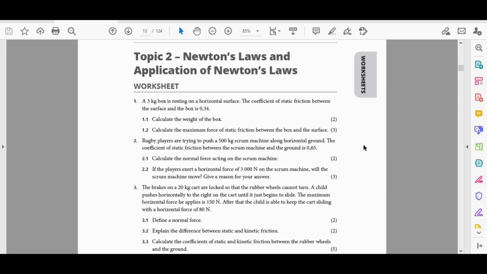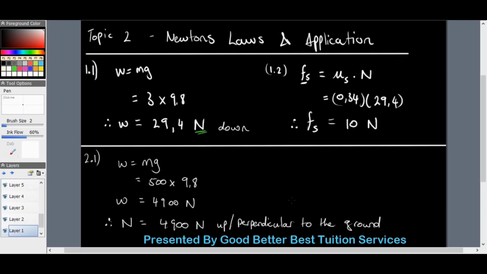What else have we been given in the question? We've also been given the static friction coefficient, which is 0.65. All they want to know is whether this 3,000 newton force exerted by the players on the machine is enough to move it. So if we already know the force applied by the players is 3,000 newtons, we need to find out the value of the static frictional force.